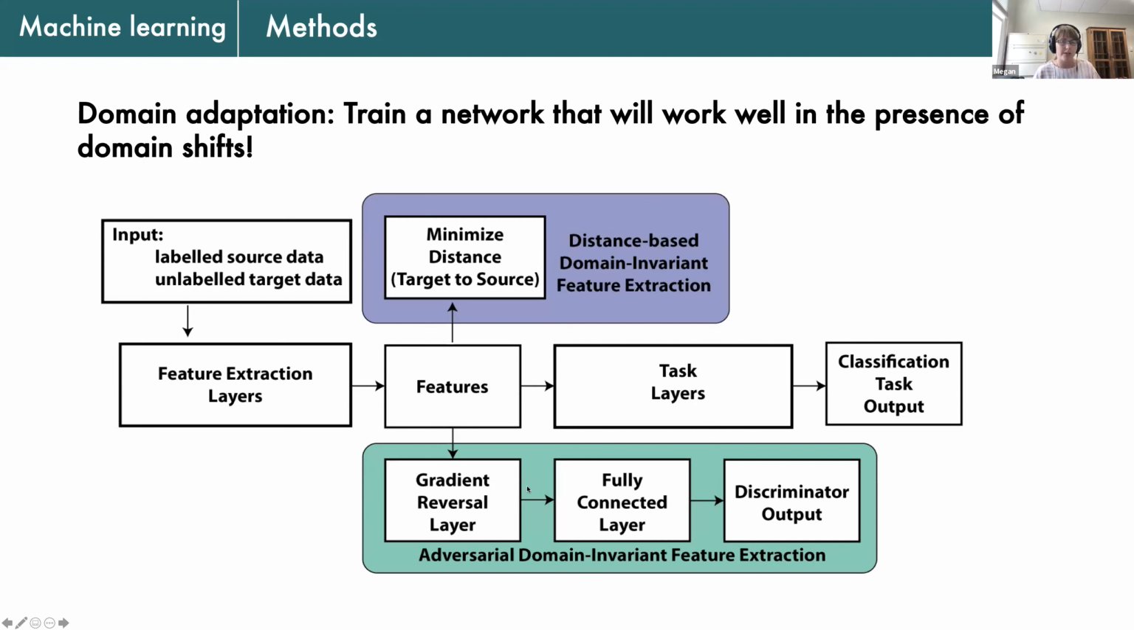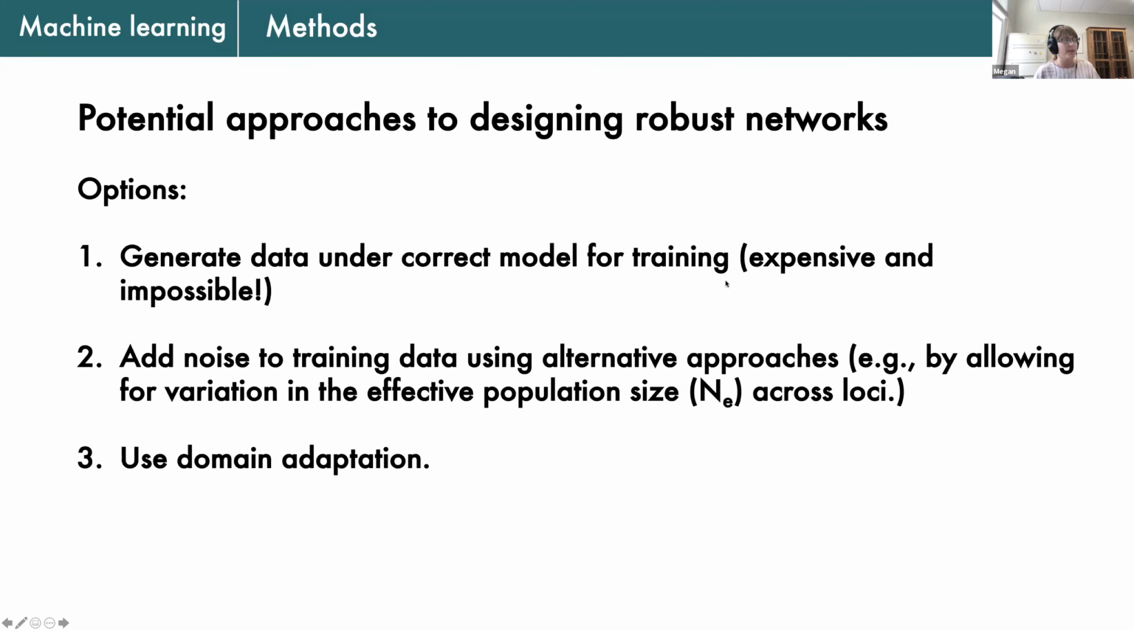And we use what's called a gradient reversal layer. And all this is doing is saying we want to do poorly at this task. So we want to extract features that our discriminator cannot use to distinguish between our training data and our empirical data. And so both of these approaches try and extract features that are similar across our domains and should lead to more robust classifications. Okay, so again, we had these three options.